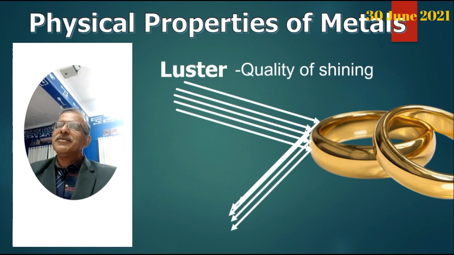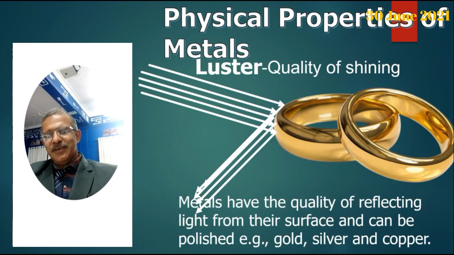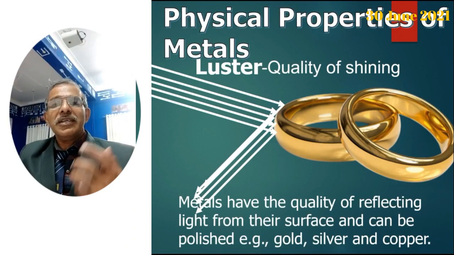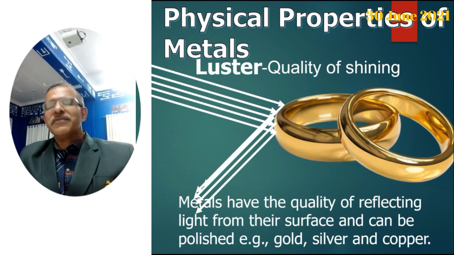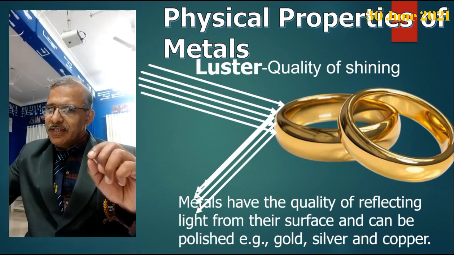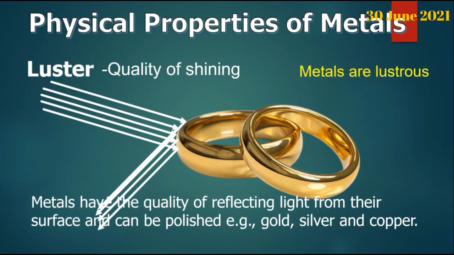So metals have the quality of reflection of light. Examples: gold, silver, even copper; polished copper will reflect. The platinum also will reflect. So we can say that metals are lustrous. Right? Metals are lustrous. But again, there is a problem here.